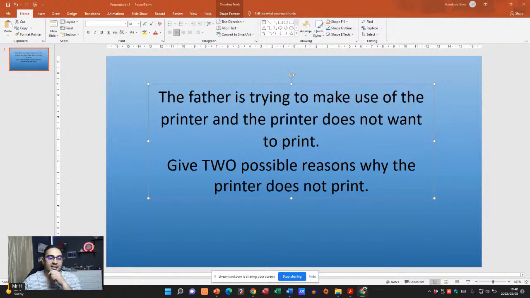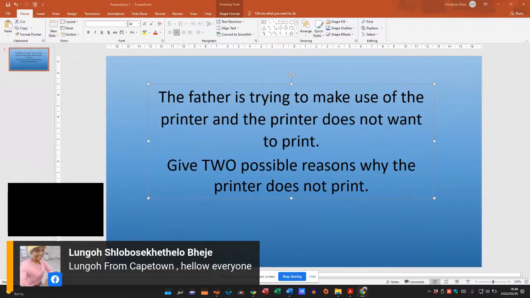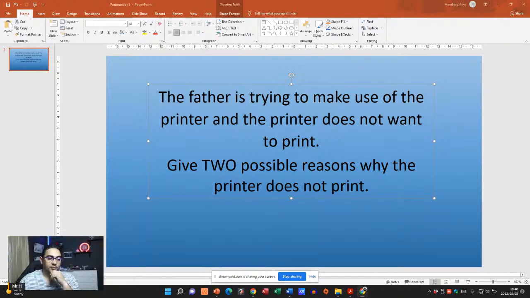Let me know in the comments, guys. What do you think it could be? And don't be shy. Let's hear what you have to say. Remember, we are here to learn. Okay? 2 reasons why it's not printing.